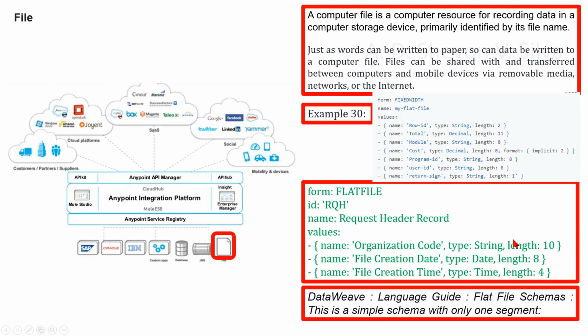Now we are considering single segment in flat file schemas in the language guide in DataWeave. This is a simple schema with only one segment. The example above simply defines a list of elements within a single segment.